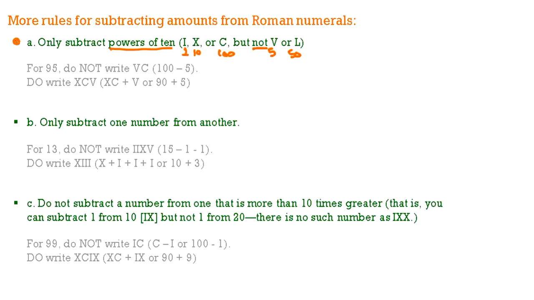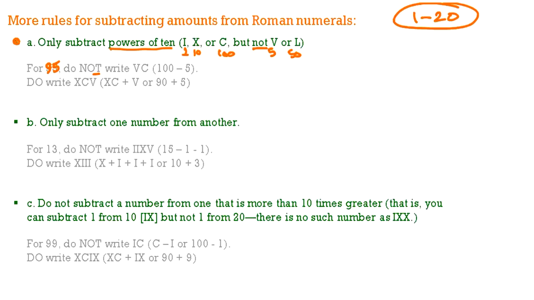Okay, let's take a look. Now, I'm using some numbers that are probably a little larger than you're going to have to be responsible for. Mainly, you guys will have to understand the 1 through 20, definitely. But these are, for example, just to show you these rules. For 95, do not write VC. Do not put a 5 and then a 100, thinking you're going to have 100 minus 5. So we do not want to subtract the 5. That's not legal to do.